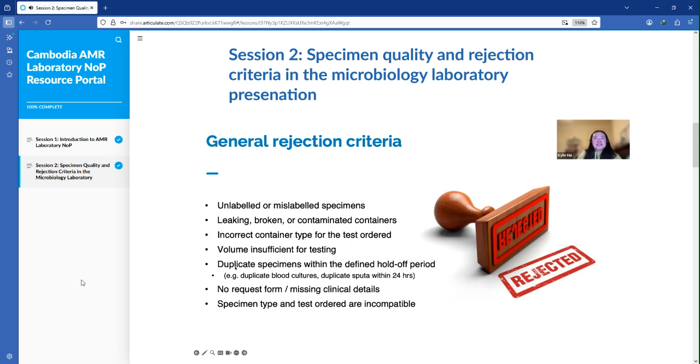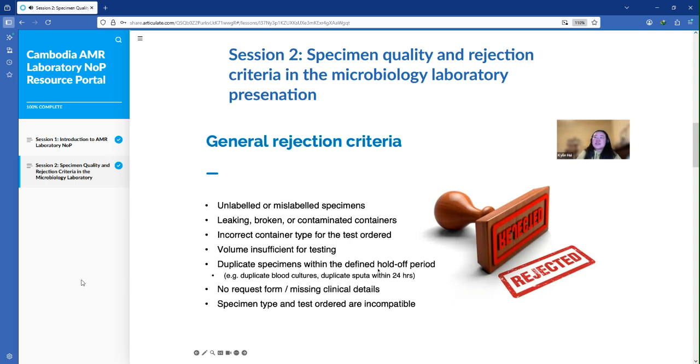Whether the volume is insufficient for testing. Again, depending on what type of test, for example, if you have a urine sample that has come in with minimal volume, if it's only enough for culture or only enough for microscopy, the lab will have to discuss with the requesting clinician and decide which test they would like, and reject the one that's not enough sample to do.